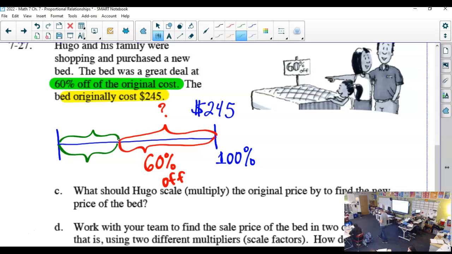So one question I start to ask myself is, if there's 60% off, what percent is off? Kind of how I drew it in that picture. So one thing is, if it's 60% off, what percent is off? And you guys discussed that it's a certain percent off, and that is a certain percent off.